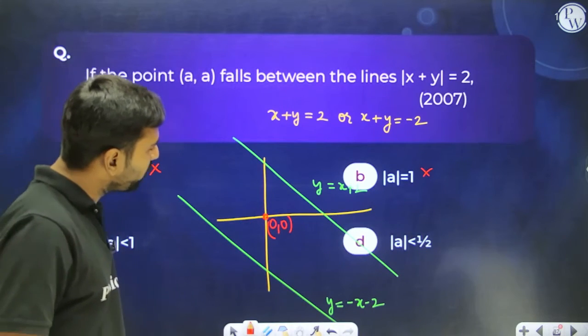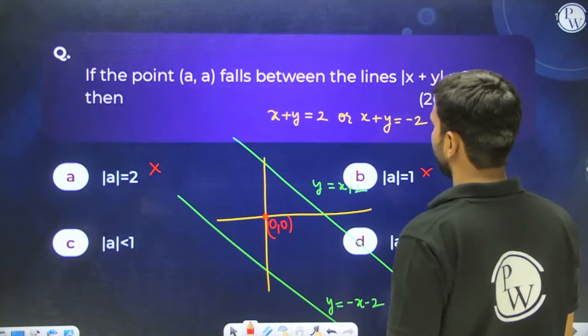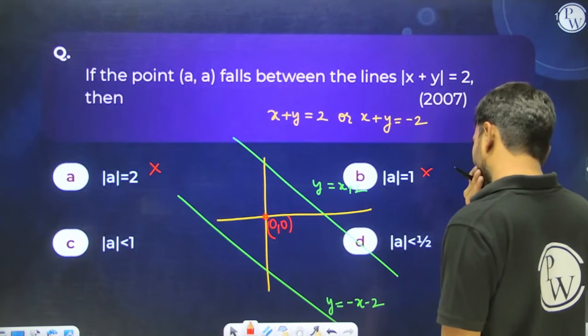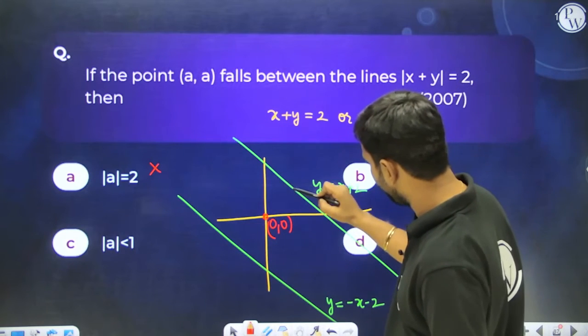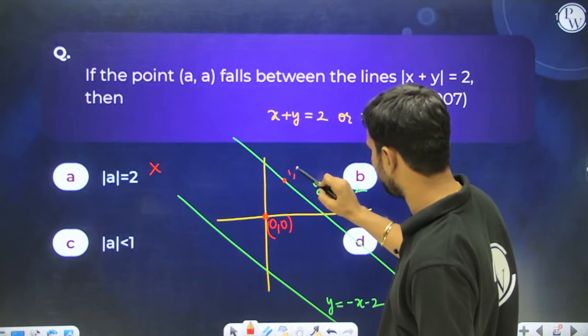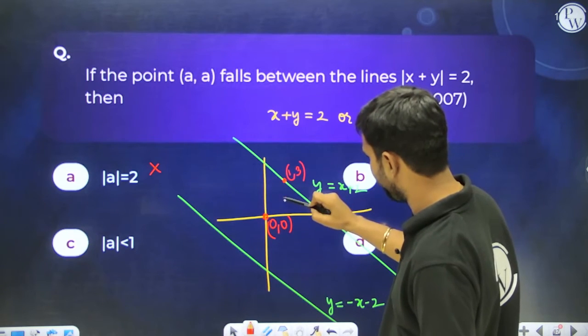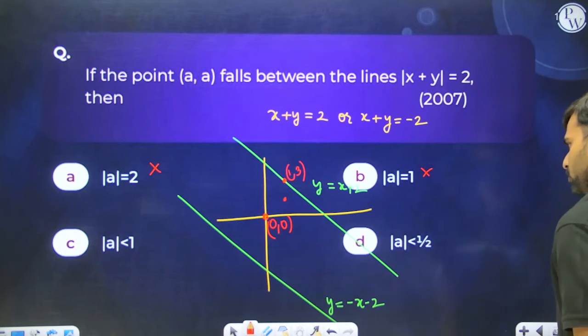Okay, what about 1 comma 1? 1 comma 1, if you see, where is 1 comma 1 lying? If you put x equal to 1 over here, then x equal to 1 means y equal to 3 will come. So over here the point 1 comma 3 will come. So 1 comma 1 will be lying somewhere over here only. So 1 comma 1 also has to be our answer. Yes or no? No.